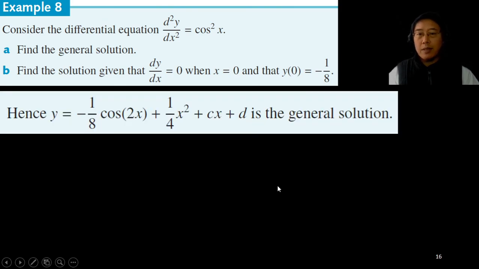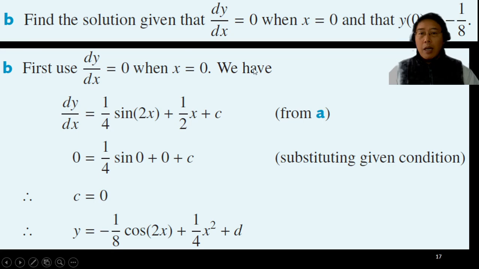So let's do this. So we have the expression of y. The first condition is the derivative of y in terms of x is equal 0 when x equals 0. So we have dy dx. We substitute x equals 0 and y equals 0. That gives us c is equal 0. So the cx term disappeared. That gives you the simplified form of y.